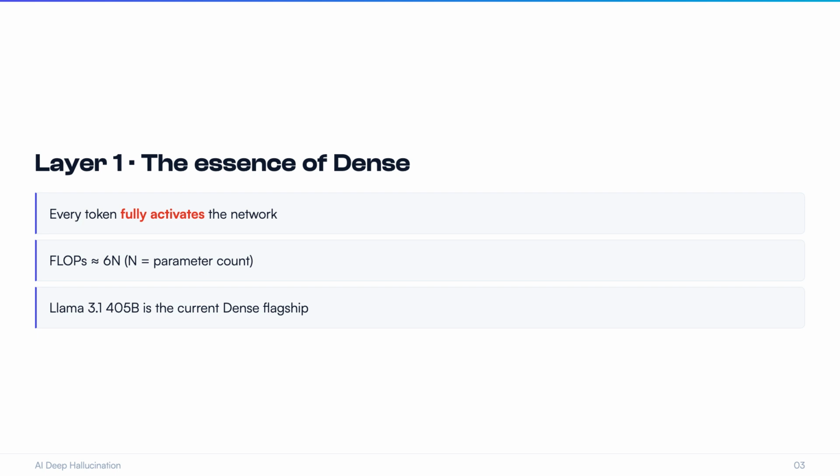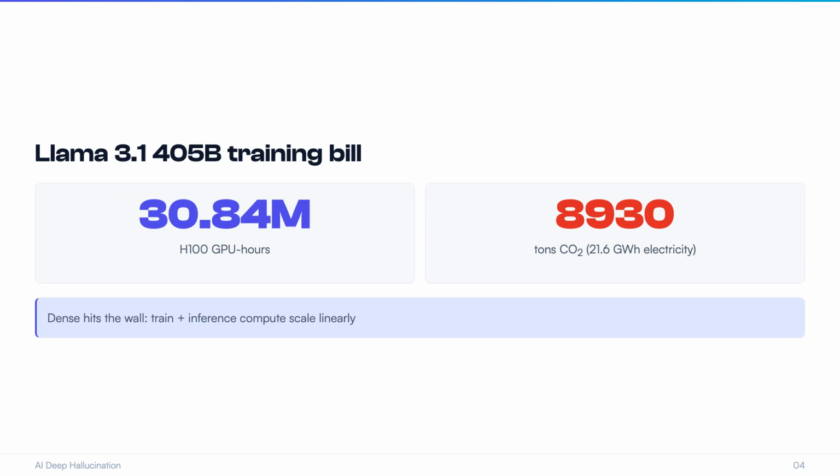All parameters spin up every time? Yes, Llama 3.1 405B, this kind of dense flagship. For every token it generates, all 400 billion plus parameters are running. 400 billion plus, that inference bill is scary. What about training? Training is even scarier.